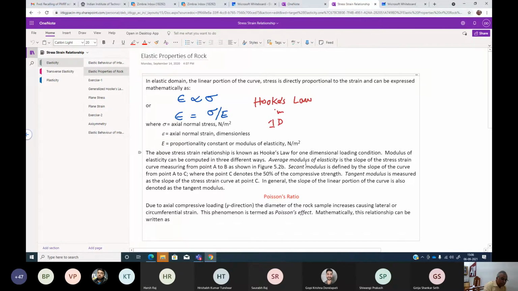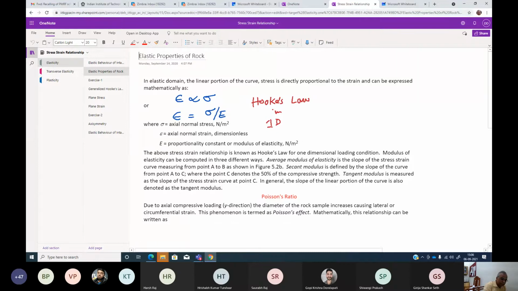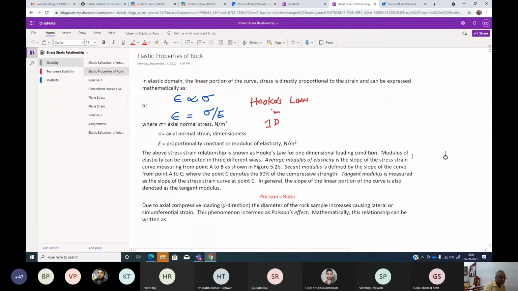There will be... I am not able to select this. So there are some average modulus, secant modulus, and there are some tangent modulus. These three types of modulus are there. And I think I explained it to you last time.